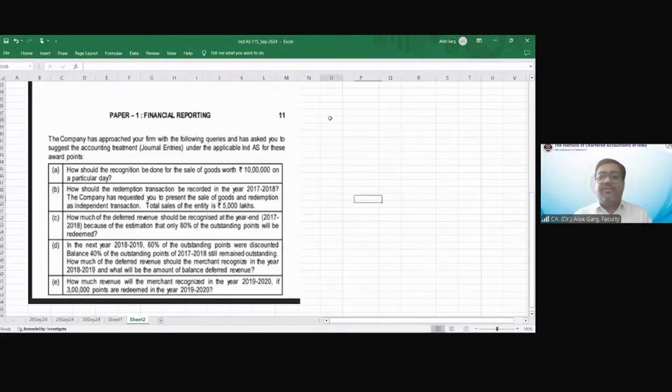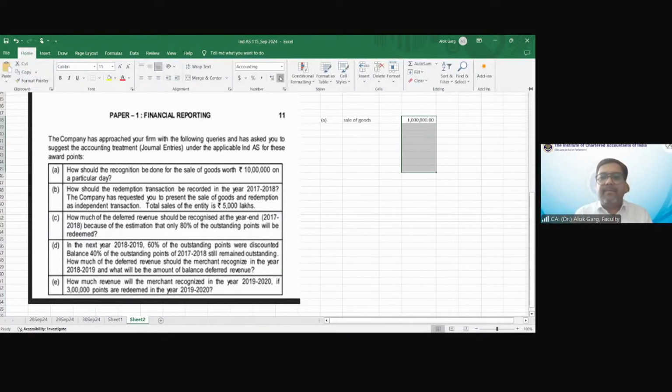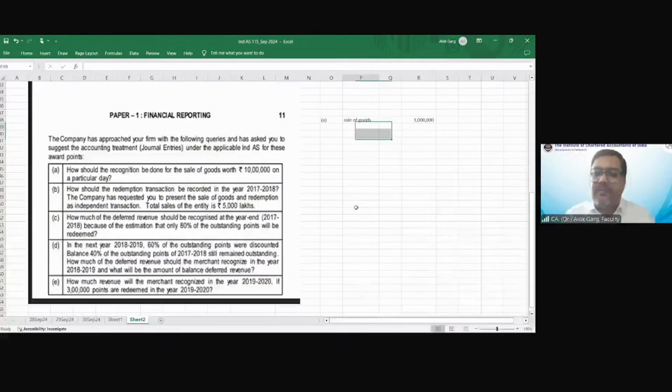So what is the first question, Raj? How should the recognition be done for sales of goods worth rupees 10 lakh on a particular date? What is the value of sale of goods? 10 lakh rupees. Okay. So if the sale of goods is 10 lakh rupees, what is the value of the reward points? 10 lakh divided by 500, multiplied by 10.